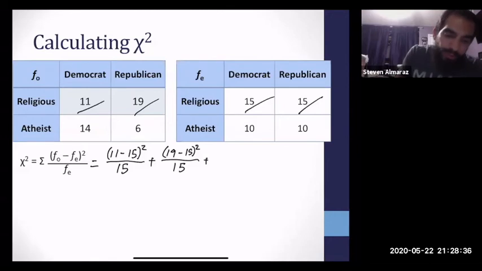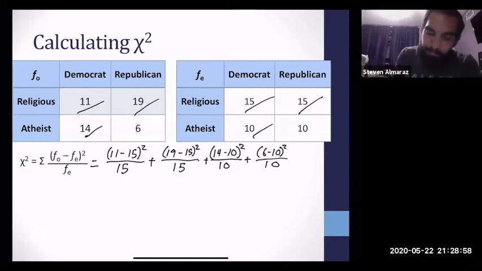Next, I'll move to atheist Democrats. I have a 14 observed frequency minus 10 squared over 10. And finally, 6 minus 10 squared over 10. All right, so let's figure that out. 11 minus 15, oh, these are all gonna have the same calculation. It's gonna be pretty easy to do this one.